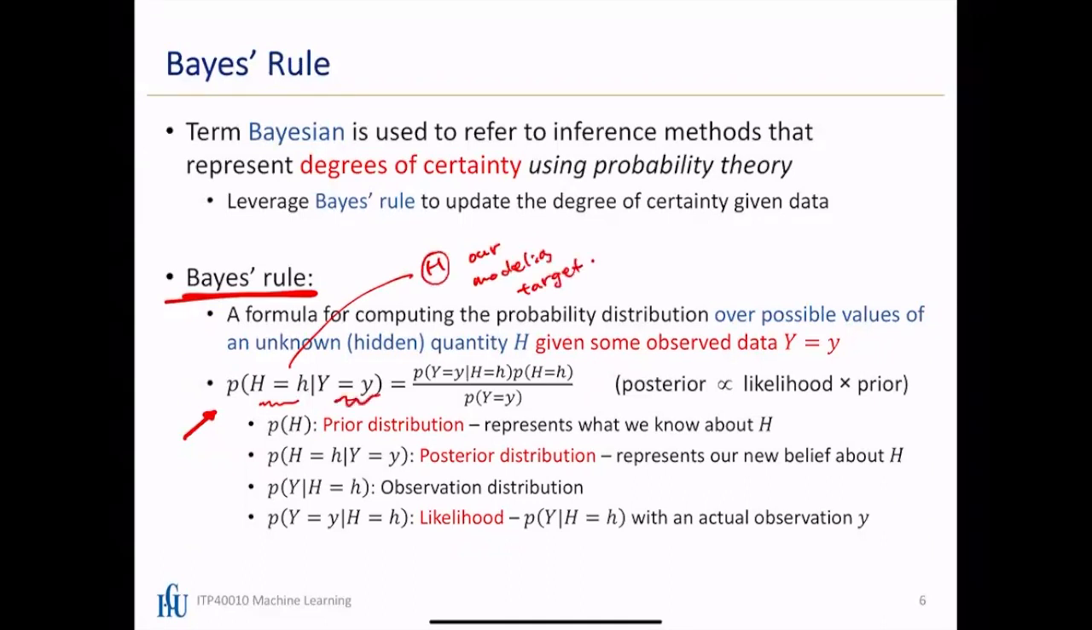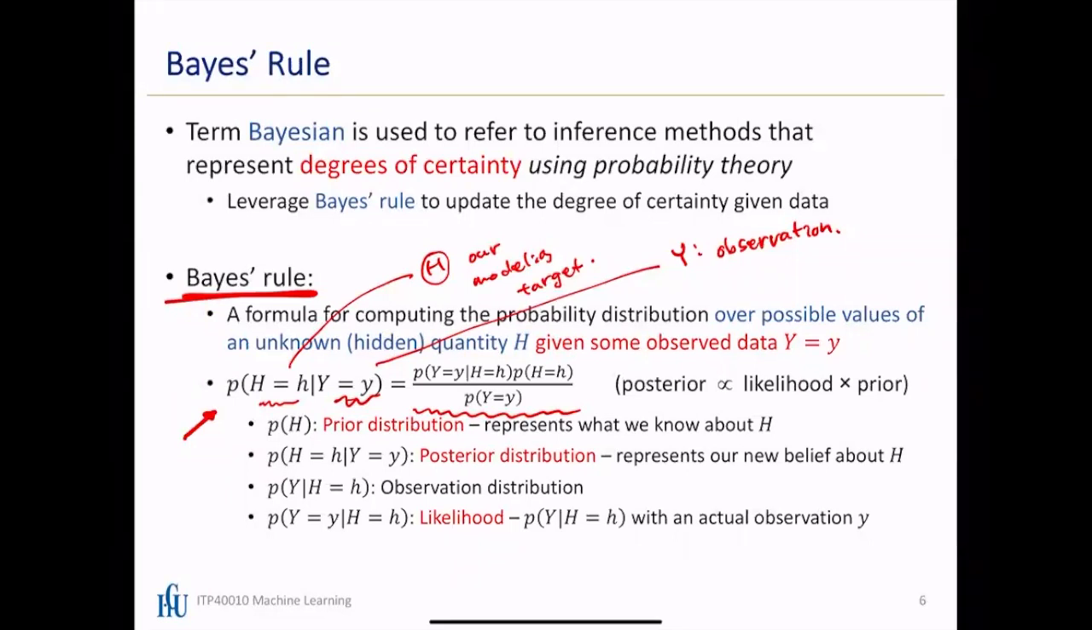And Y in this notation represents the observation. So we want to model a conditional probability that is interested in our modeling target given some observation. And this can be expanded in this way. So the left-hand side becomes the right-hand side. But this formula is actually what we have been discussing already.